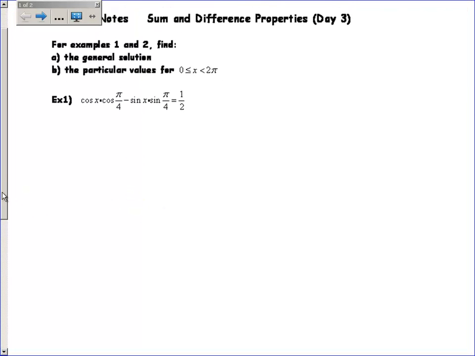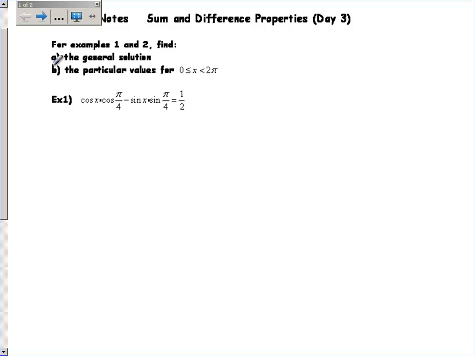We're gonna combine our sum and difference properties with some things that we've learned before, doing general solutions. I know that's a dirty word for some of you. And so tomorrow what you're going to do is play the matchy-matchy game with your formula chart, and then we're going to actually solve the equations. So let's get started here. I've got two examples to do.